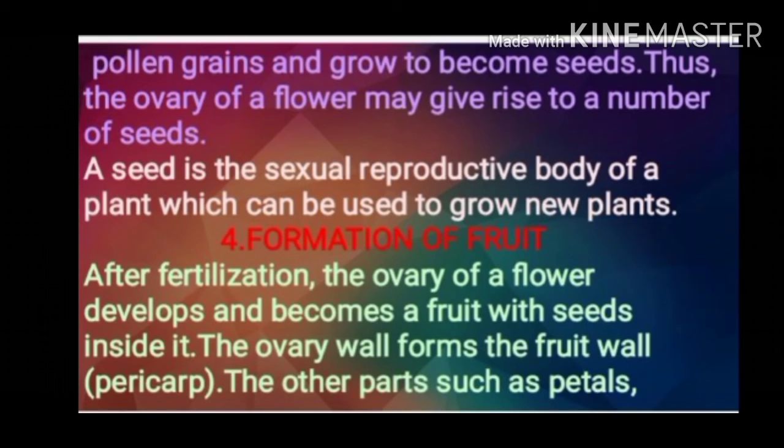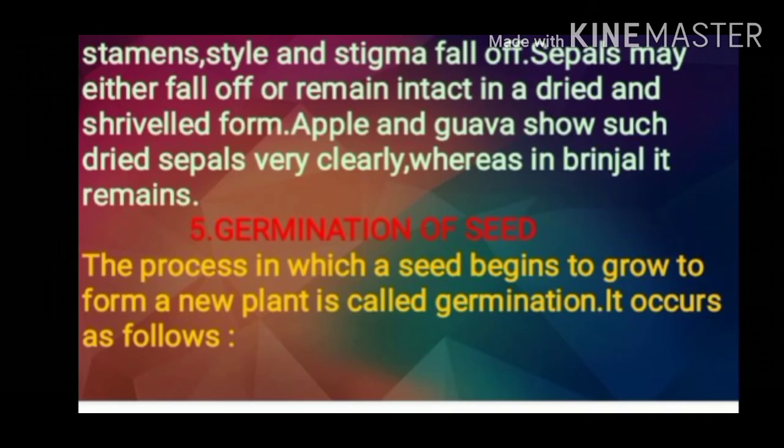The next step is the formation of fruit. After fertilization, the ovary of a flower develops and becomes a fruit with seeds inside it. The ovary wall forms the fruit wall, which is called the pericarp. The other parts, such as petals, stamens, style, and stigma, fall off. Sepals may either fall off or remain intact in a dried and shriveled form. Apple and guava show such dried sepals very clearly, whereas in brinjal the sepals remain as they are.